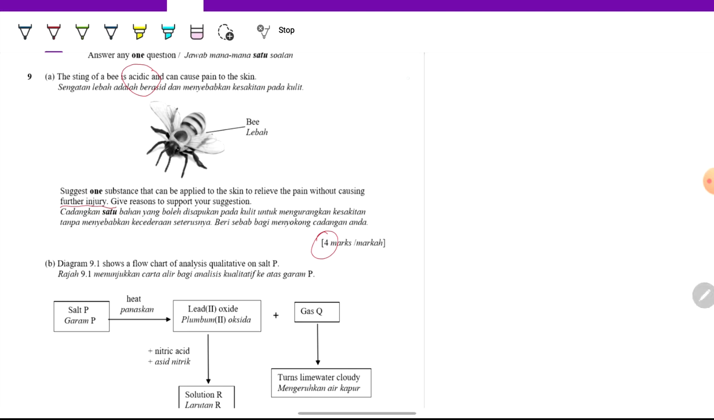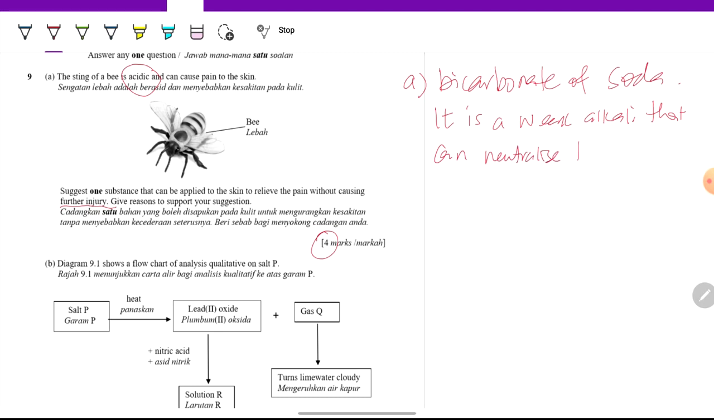So our answer here, we can choose bicarbonate of soda. Why? Because it is a weak alkaline that can neutralize the bee sting. It will reduce the pain.